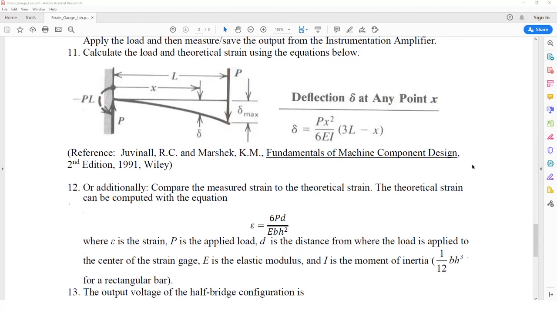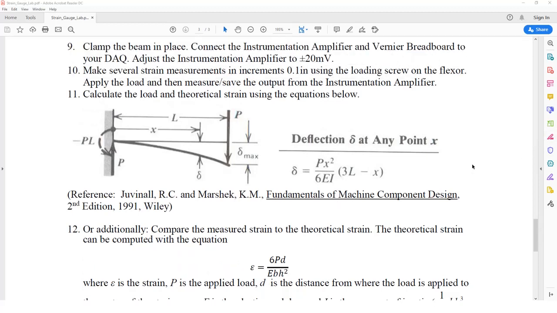Hi everyone, so today we're going to talk about the strain gauge lab. In this lab we are going to again work with an aluminum cantilever beam. We are going to apply some deflection delta at the end of our beam. Actually not quite at the end, but we'll see that in a second.